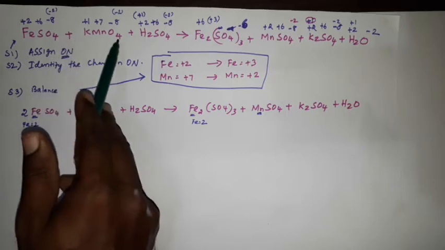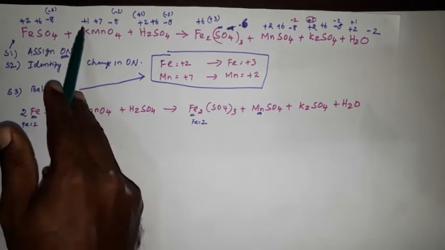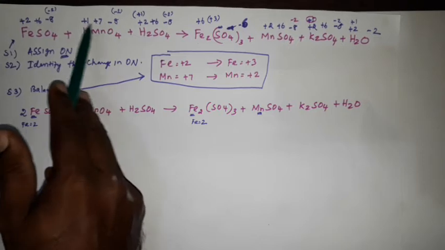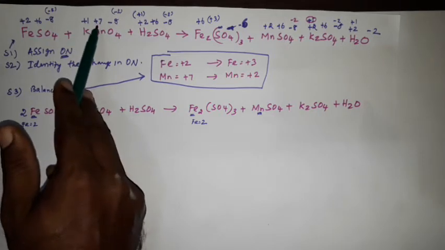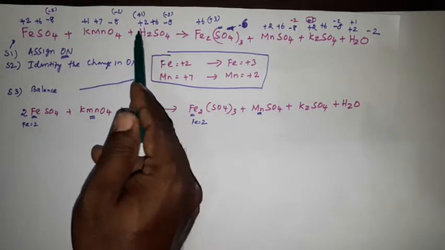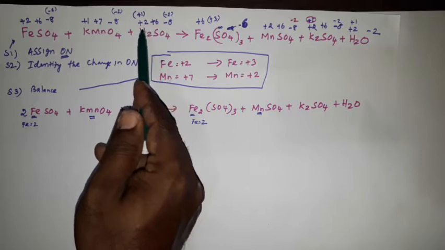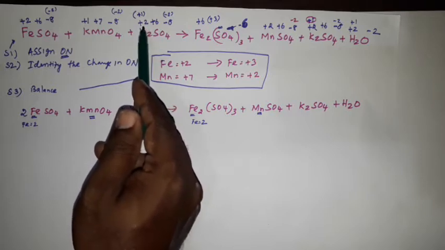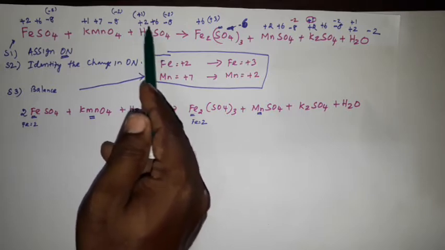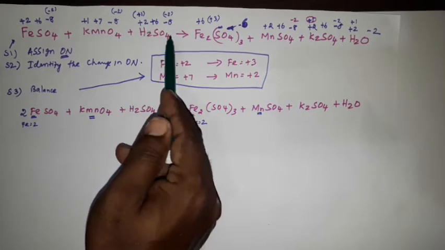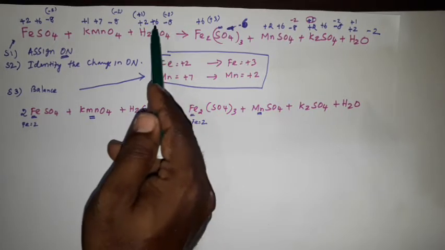Then in KMnO4, potassium is always plus 1. Oxygen is minus 8. So minus 8 plus 1 gives plus 7 for manganese. Then H2SO4: hydrogen is plus 1, and here 2 hydrogen atoms, so plus 2. Sulfur here will be plus 6. Oxygen is minus 8. You can calculate. Okay.